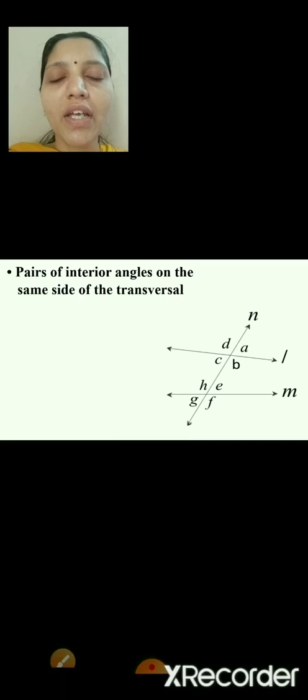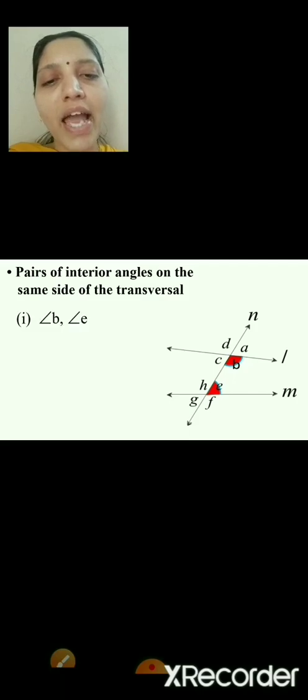Now we will see the pairs of interior angles on the same side of the transversal. Interior angles we have already learned, but we have learned them as alternate angles. Now we are going to see the interior angles on the same side of the transversal. So what will be the first pair? Angle B and angle E. They are present on the same side of the transversal.